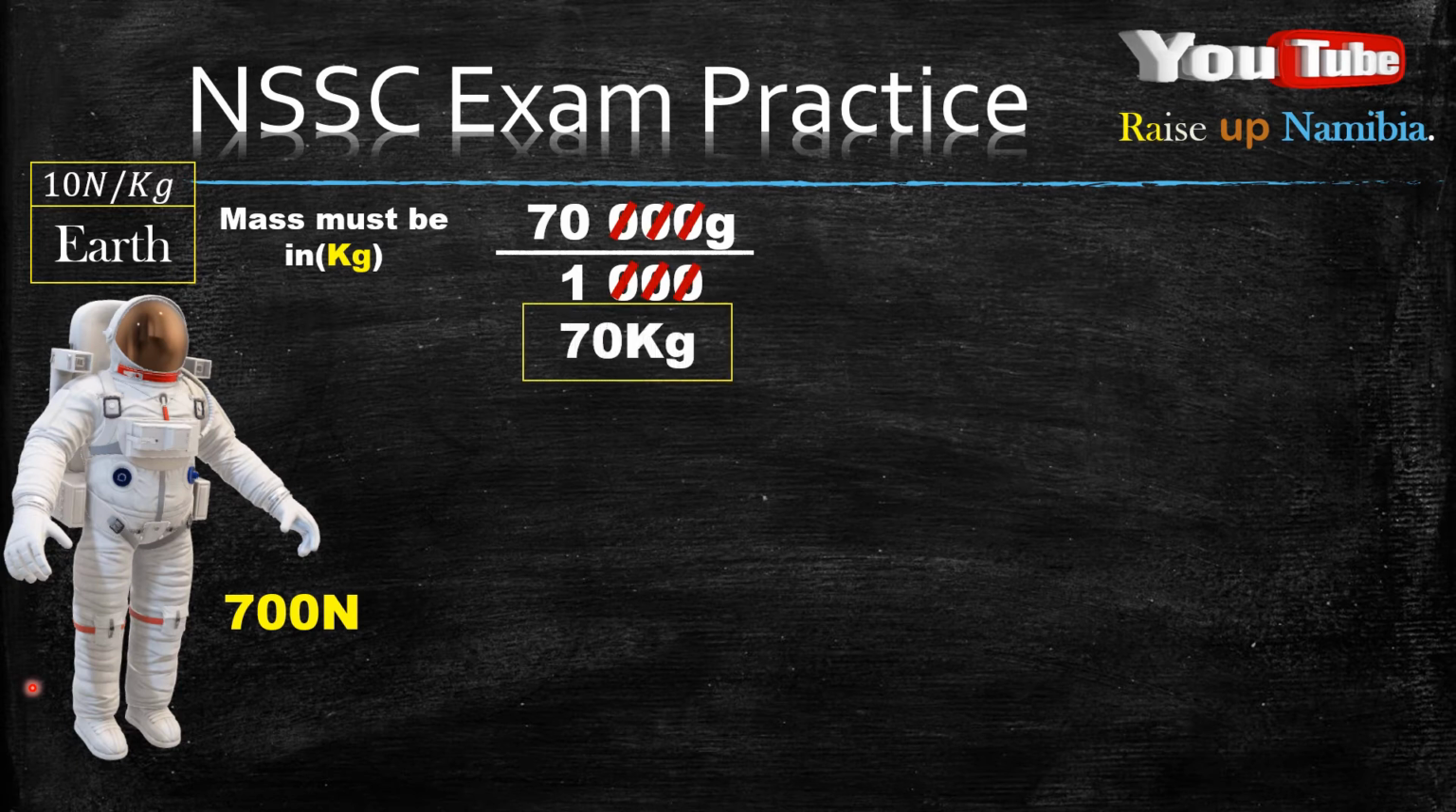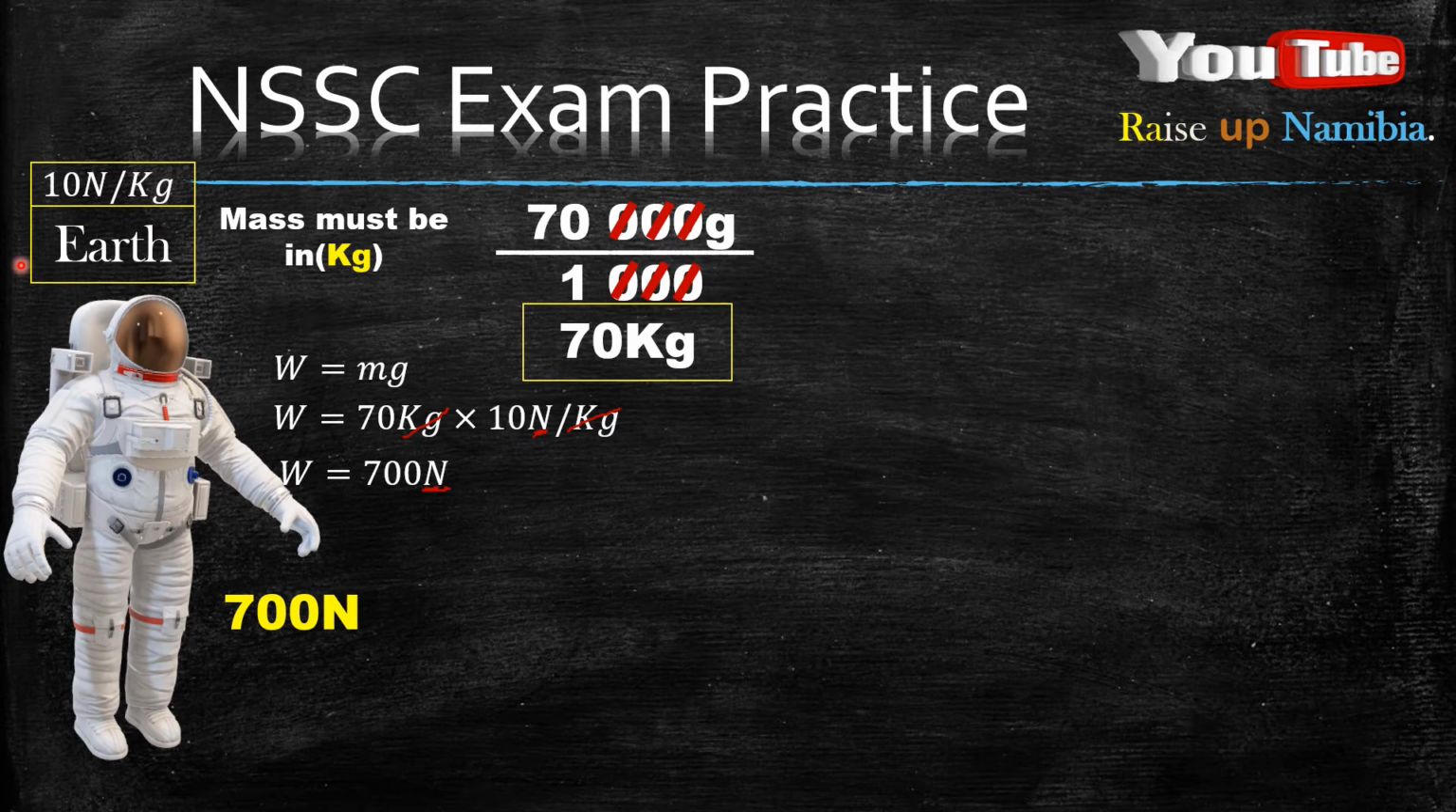So we get 70 kilograms. Now, if we have 70 kilograms and we have our 10 newtons per kilogram, we can use the weight formula, which is this one. So we substitute our figures, which is the M being 70 kilograms and the G being 10 newtons per kilogram. Our answer will be 700 newtons. And remember, this kg cancelled with this kg. That's why we have this N, which is the same N in the answer. And that is how we got the 700 newtons.